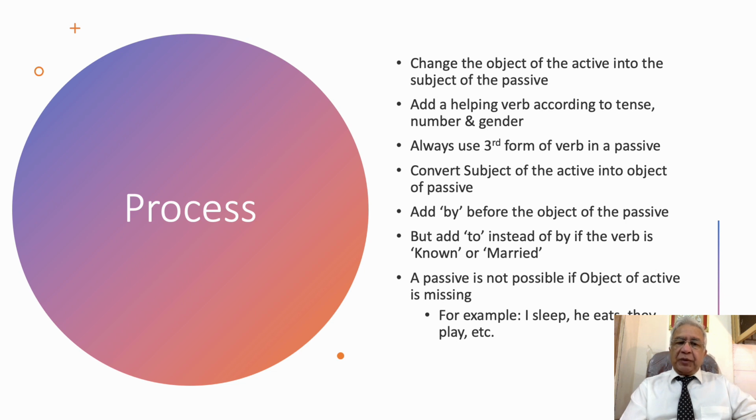A passive is not possible if the object of the active is missing. For example, there is a sentence which doesn't have an object. You cannot convert it into passive voice, because in order to start the passive voice sentence, you need an object. If the object is missing, it would create difficulty in conversion of the voice. For example, I sleep, he eats, etc. These sentences do not have the object, and that is why their passive is not possible.